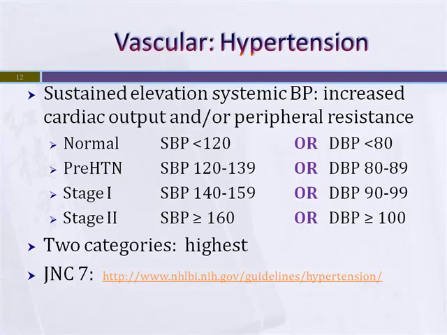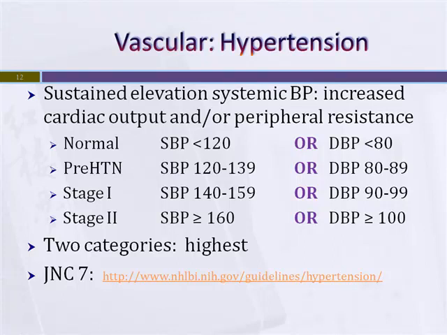But here's the diagnostic criteria. If we want to call someone normal in terms of blood pressure, their systolic blood pressure has to be less than 120 and diastolic less than 80. That means by this criteria, if your blood pressure is 120 over 80, you're not in the normal category anymore. It's got to be less than 120 and less than 80, okay?